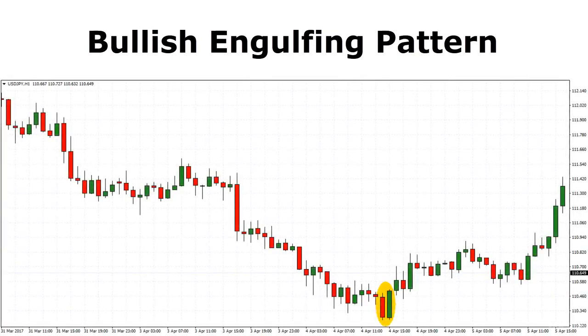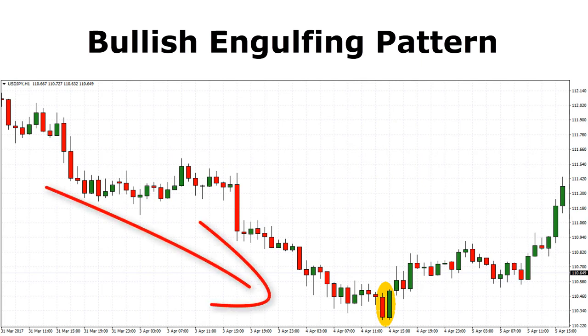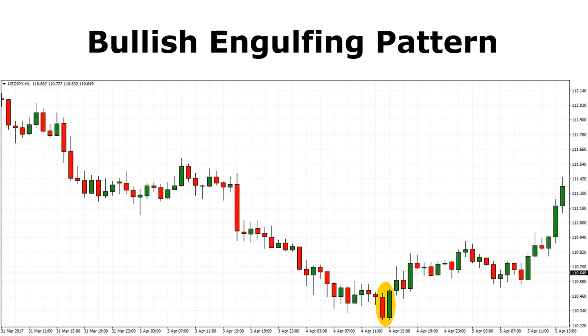Here we have United States dollar, Japanese yen on an hourly chart, and you can see that the price is going down, so sellers are in control in the first part of the chart. At the end of this downtrend there's a bullish engulfing pattern. So, analyzing the price action on the market, we can say that sellers were in control and they pushed the price down for a long time without facing any major resistance by the buyers.